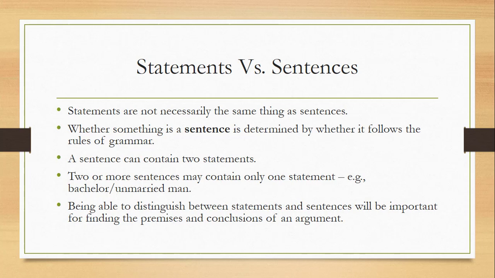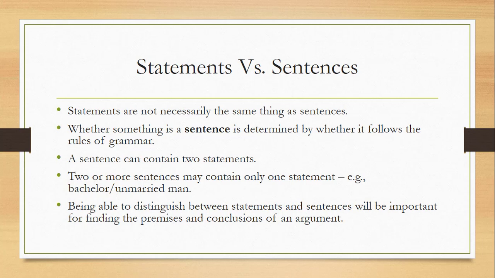For example, to give you one example, there's one sentence here. Jack and Jill both hit a home run in the game. What came out of my mouth was one sentence. However, that one sentence contained two statements. There's a statement that Jack hit a home run in the game, and the second statement is that Jill hit a home run in the game.